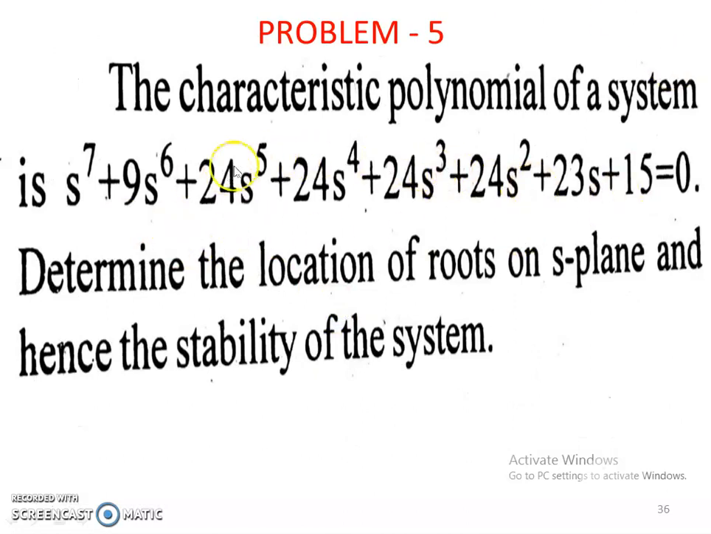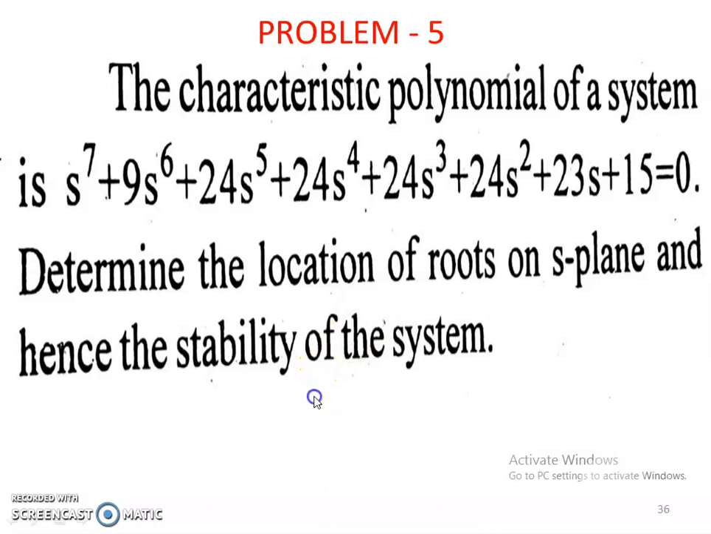So next problem. The characteristic polynomial of a system is s to the power 7 plus 9 s to the power 6 plus 24 s to the power 5 plus 24 s to the power 4 plus 24 s cube plus 24 s square plus 23 s plus 15 is equal to 0. We have to determine the location of roots on the S plane, and we have to determine the stability. We have to check whether the system is stable or not.